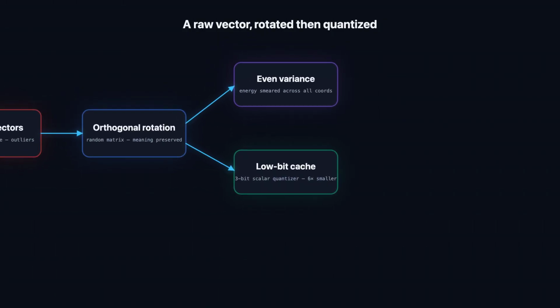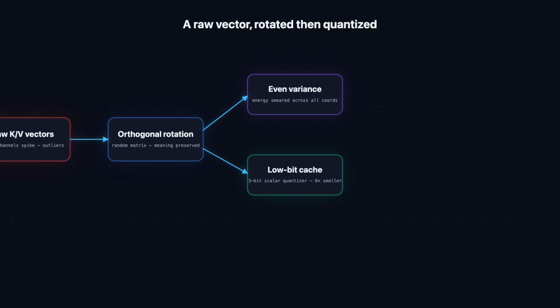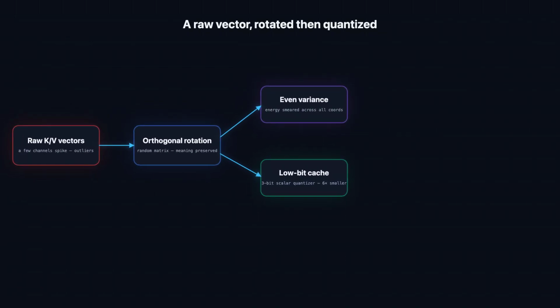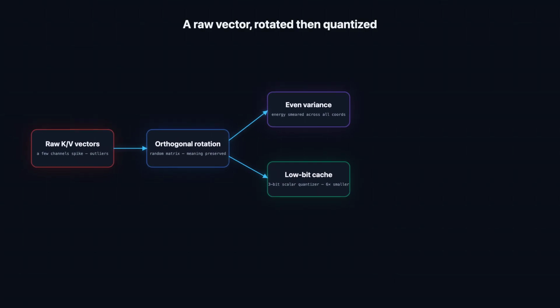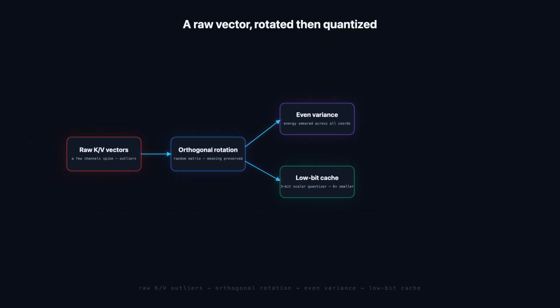TurboQuant runs this at 3-bit precision, reporting at least a 6 times memory reduction and up to 8 times faster attention on NVIDIA H100 GPUs, landing within roughly 2.7 of the information theoretic limit.